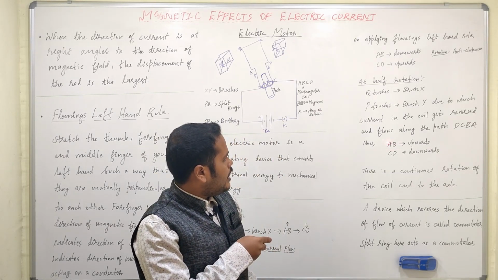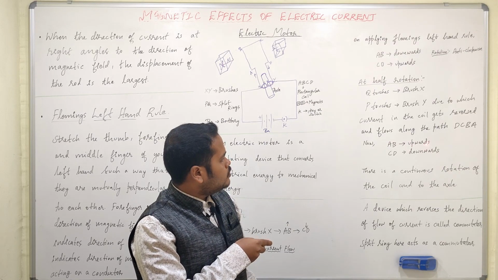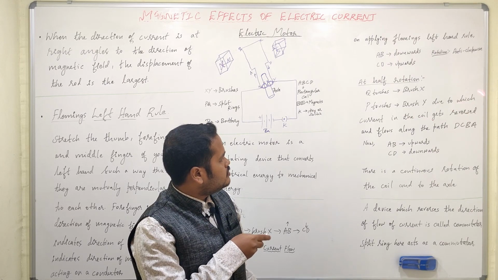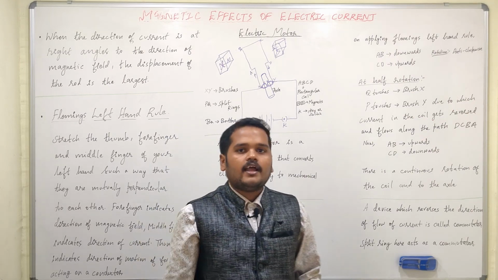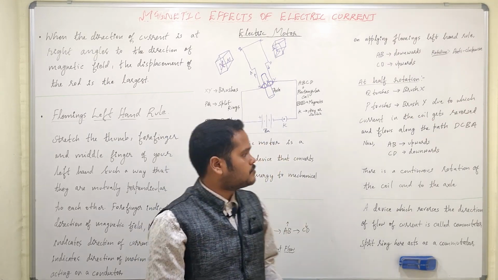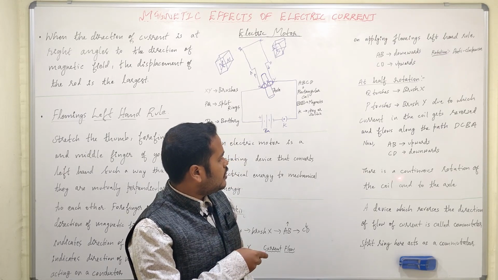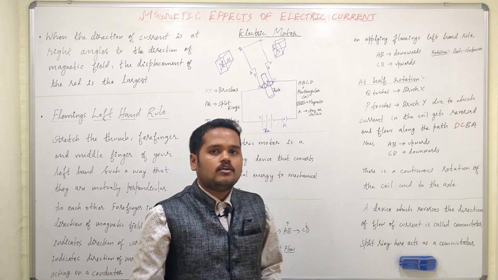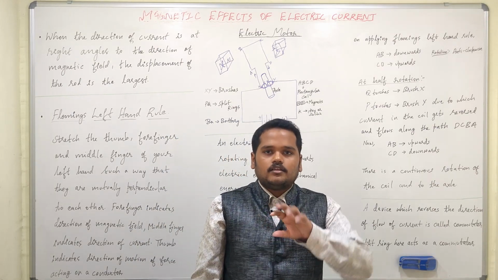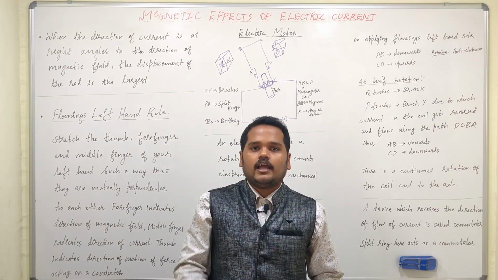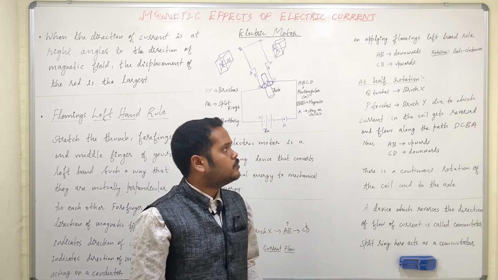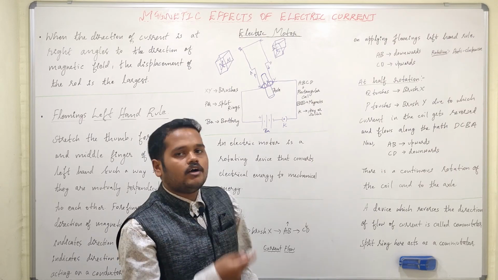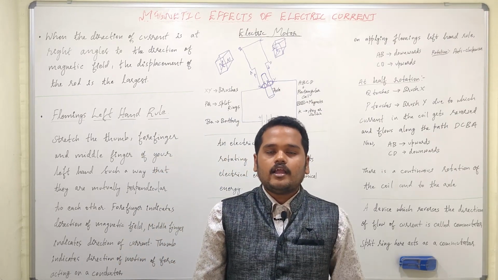Now, AB goes upwards, CD comes downwards because there is a reverse flow of electric current. There is a continuous rotation of the coil and the axle. So because of this, it keeps on rotating continuously as I have shown you. This is about the working of an electric motor.